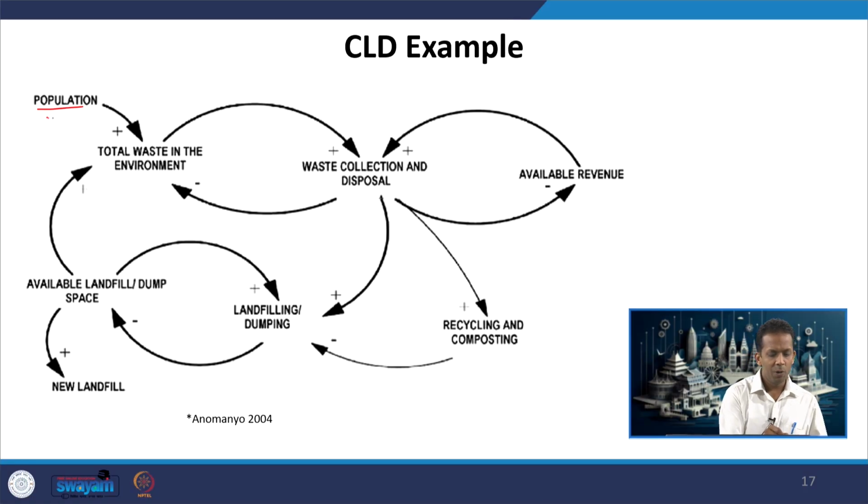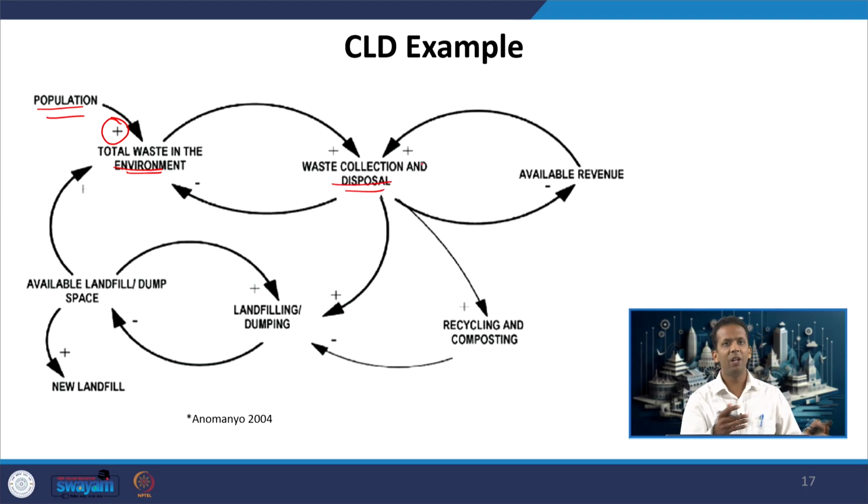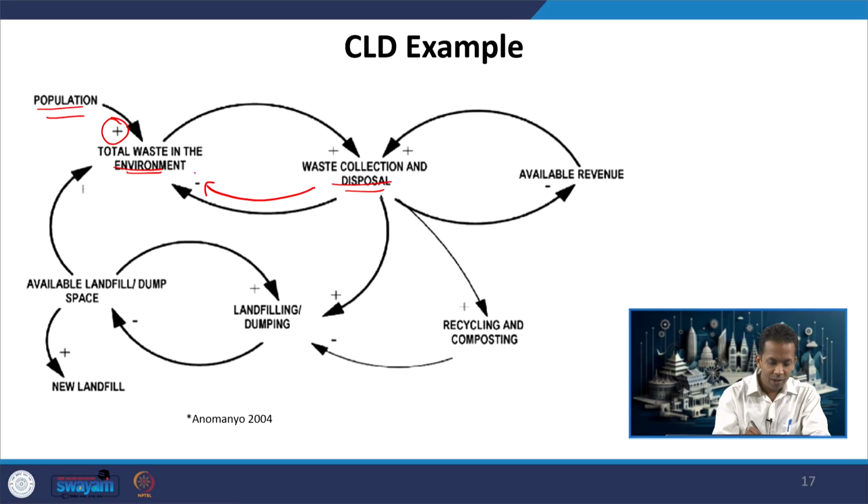If there is more population, the total waste in the environment will go on increasing. You can see that with the positive sign. Now, if total waste increases, the collection and disposal can also increase, because we will have more waste available to collect and dispose. Now, look carefully. When we collect and dispose more waste, what will happen to the total waste? It will go down, it will reduce, isn't it?